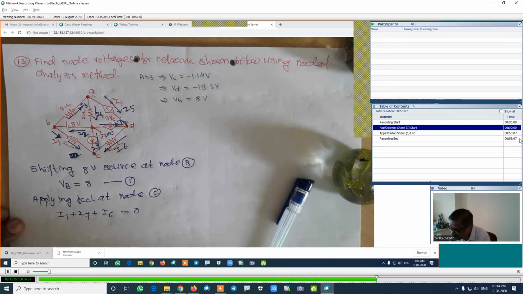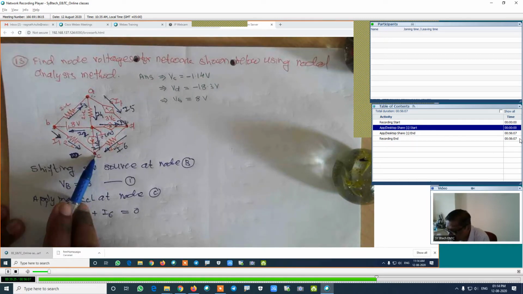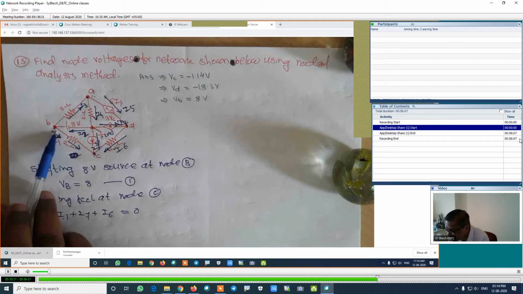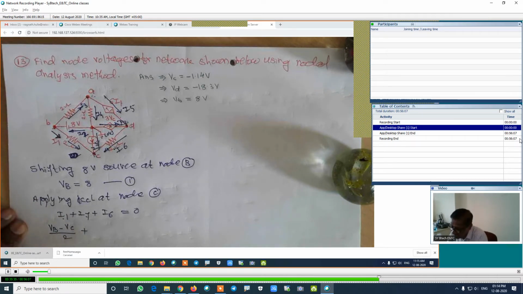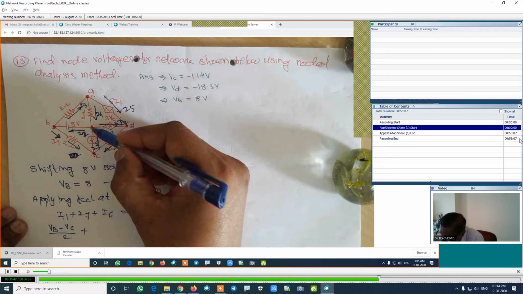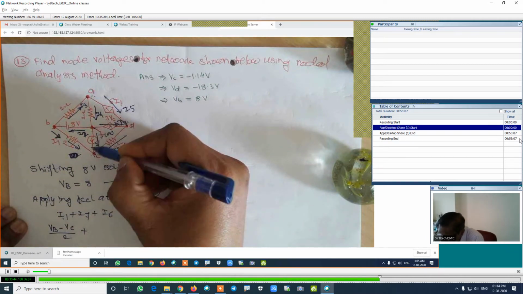Now we will find out the value of I1. How is the value of this current? We have taken the direction downward, means this is higher potential, this is lower. Means VB minus VC divided by 2. Its equation will be (VB minus VC) divided by 2 is the I1, plus I7. I7 is the current in this branch. Is it right? I7 is the current in this branch.